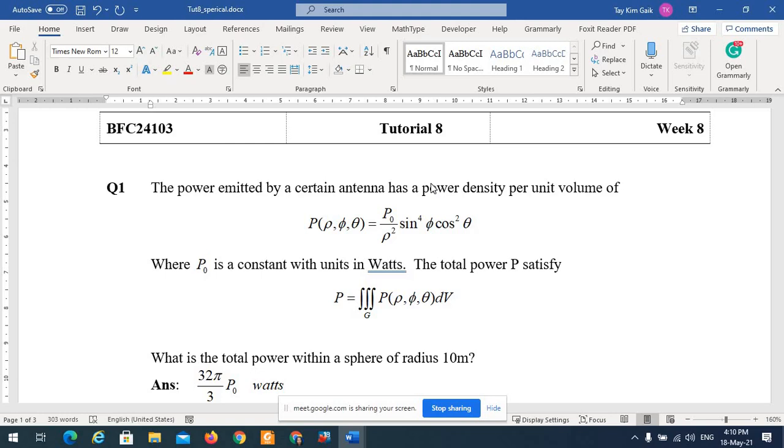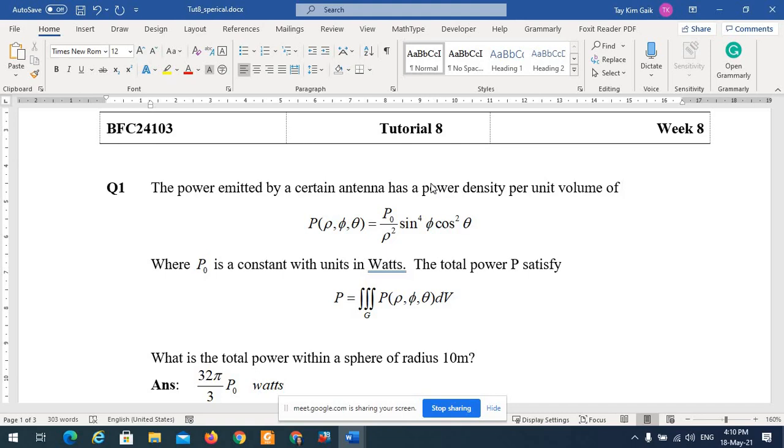Okay, and the total power P satisfies the triple integral of P. P of rho, phi, theta is given by P naught over rho squared sin to the power 4 phi cos squared theta dV. So we would like to find the total power within a sphere of radius 10 meters.